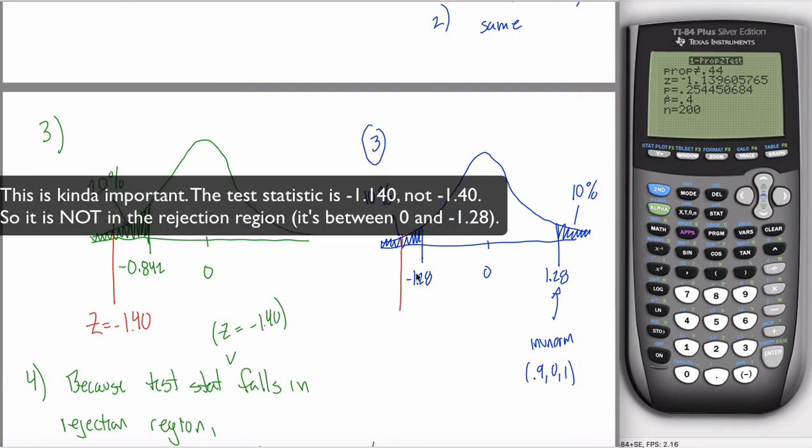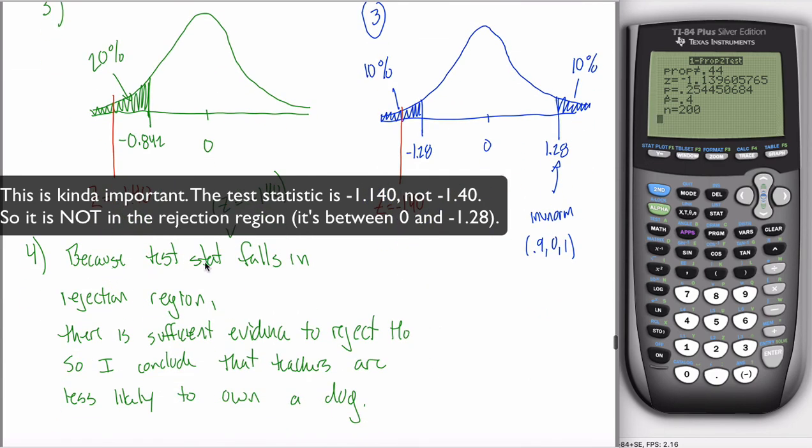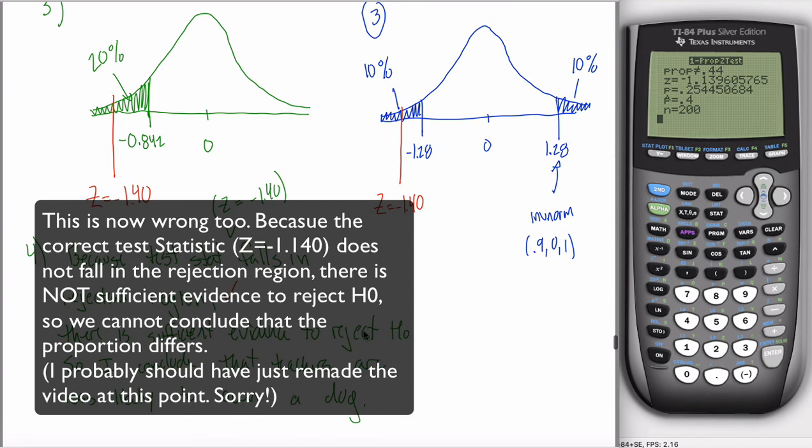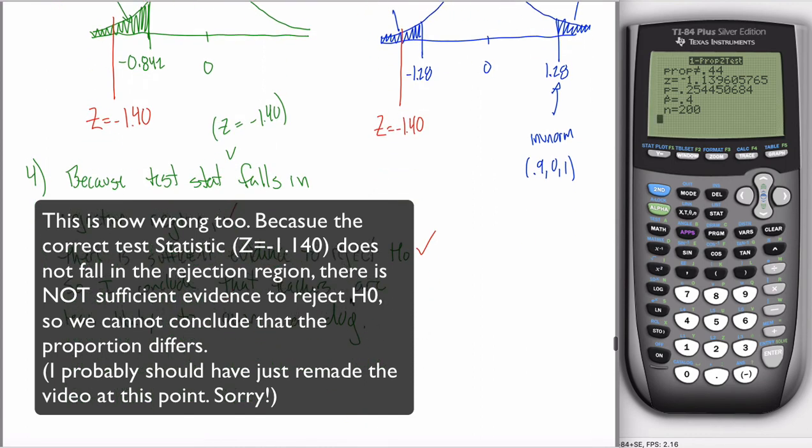And it looks like in this example, it's still in the rejection region. Z equals negative 1.40. So I'd say because my test statistic falls in the rejection region, that's the same. There is sufficient evidence to reject the null hypothesis, that's the same. So I conclude that teachers are differently likely. So I conclude that, and maybe I can pick up right here, say the proportion of teachers who own a dog differs. I don't know, maybe differs from the national average or something. I'm not super picky on the wording, as long as you have the right idea.